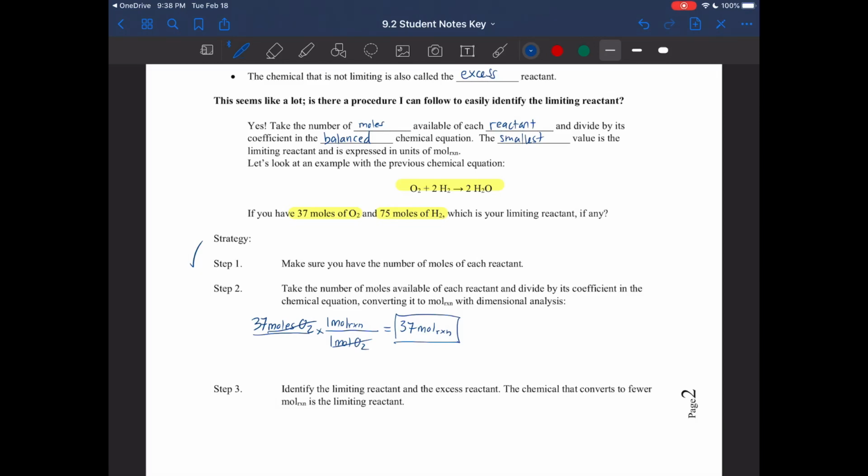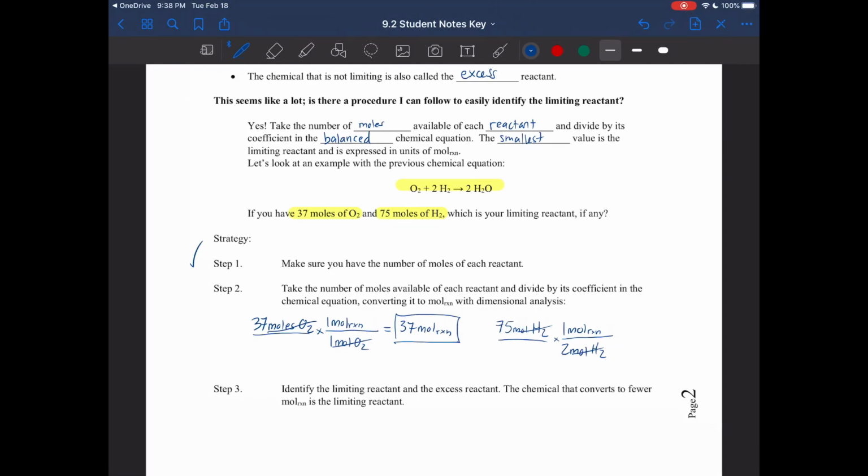Okay, not done yet. Let's look at H2. So we start with 75 moles of H2, and let's convert it to moles of reaction as well. In the balanced chemical equation, we have 2 moles of H2, so I'm going to put that down there. And that's in every reaction that happens. So I'm going to say 1 mole of reaction on top. So these moles of H2 cancel because I have 1 on top, 1 on bottom. And now I have to do 75 divided by 2.